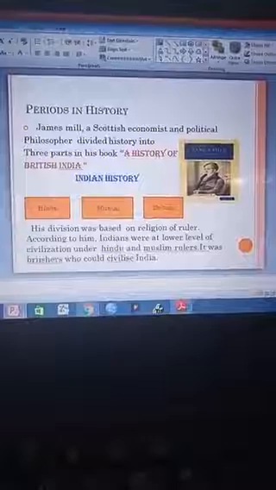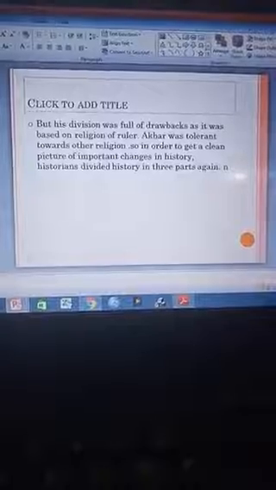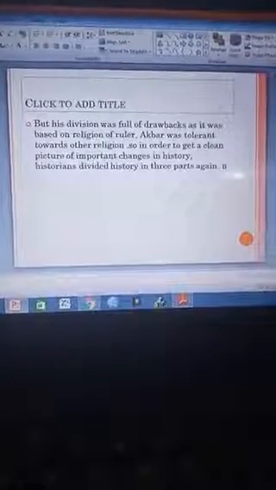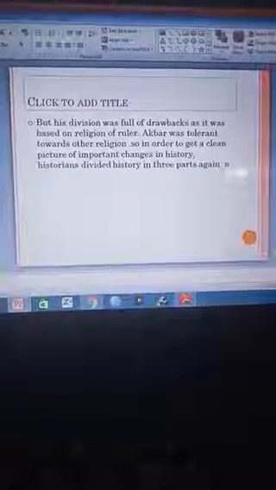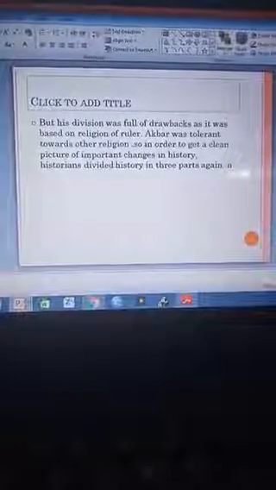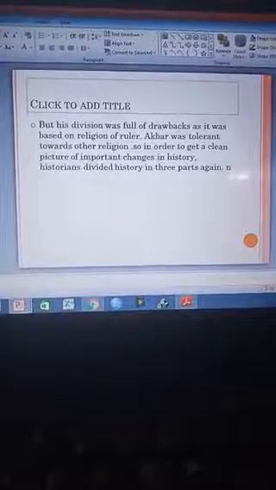According to him, Indians were at lower level of civilization under Hindu and Muslim rulers, and it was only the Britishers who could civilize India. But his division was full of drawbacks as it was based on religion of ruler. Akbar was tolerant towards other religions also. So, in order to get a clear picture of important changes in history, historians divided history in three parts again. Later, historians divided Indian history into three periods: ancient, medieval, and modern.